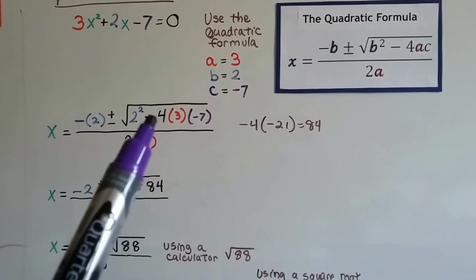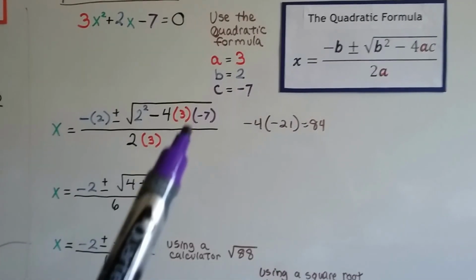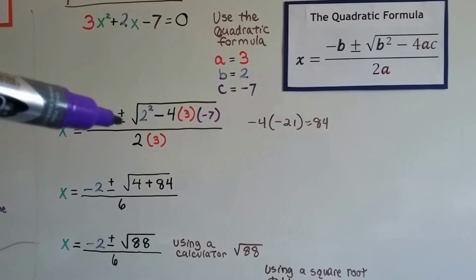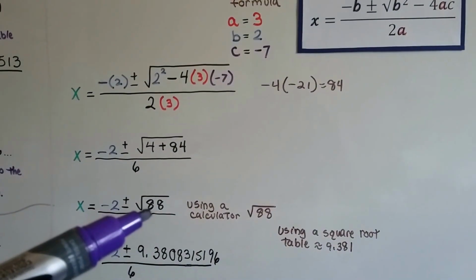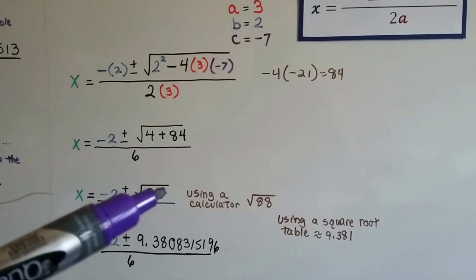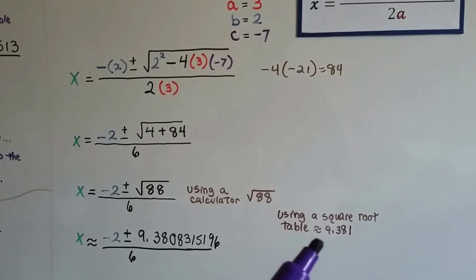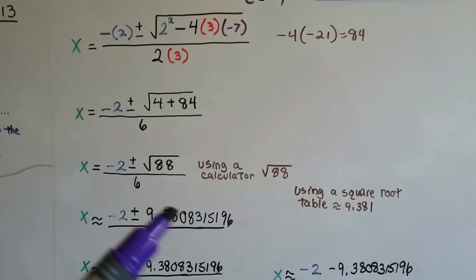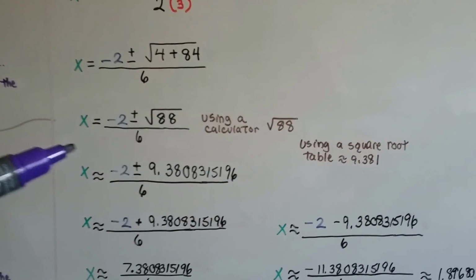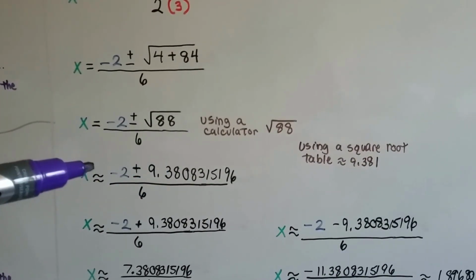We do our math. We get a negative 4 times a negative 21. We get a positive 84. Now we have 2 squared plus 84. That's going to give us an 88 underneath our radical sign. We can use a calculator to find the square root of 88. We can also use a square root table, which gave us approximately 9.381. I used my calculator.